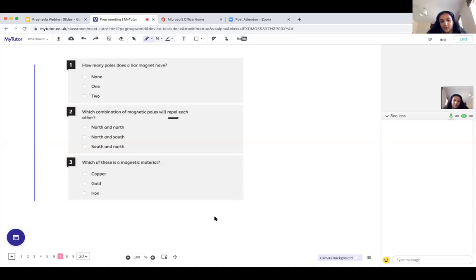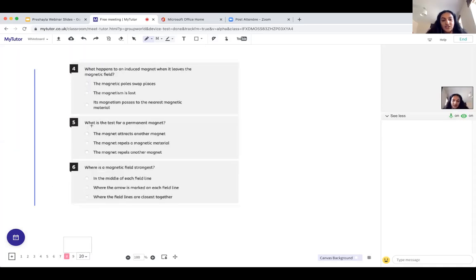So which combination will repel each other? Okay, so how many poles does a bar magnet have? Just two, north and south. Which combination of magnetic poles will repel each other? Well, like poles repel, so north and north. North and south will attract because opposites attract. South and north will attract because opposites attract. Third one, which of these is a magnetic material? That's iron.